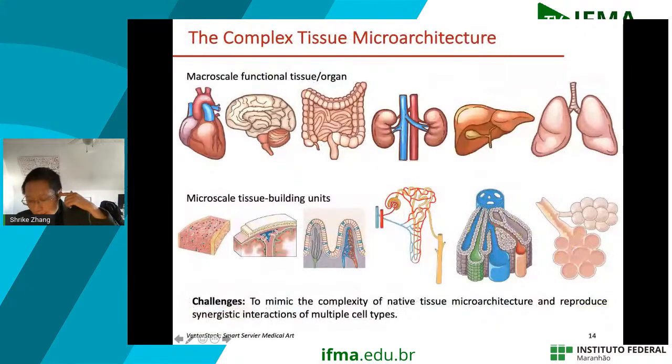All right, so then coming back to a little about the bioprinting, biofabrication. As we know, human organs and tissues are complex, and these are their corresponding micro-scale tissue building units shown here. Everything here is also complex, having multiple cell types and multiple ECM types coming together in the right architecture in order for the macro-scale tissues to be functional. So the challenges here are really how to mimic the complexity of native tissue microarchitecture and how to reproduce the synergistic interactions of the multiple cell types.